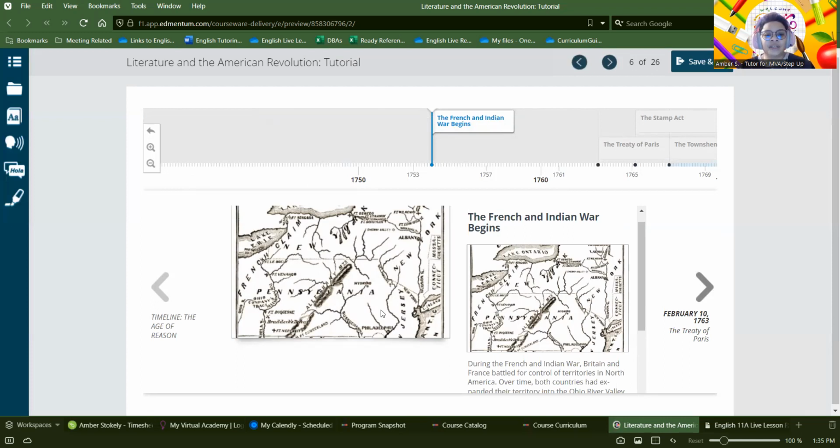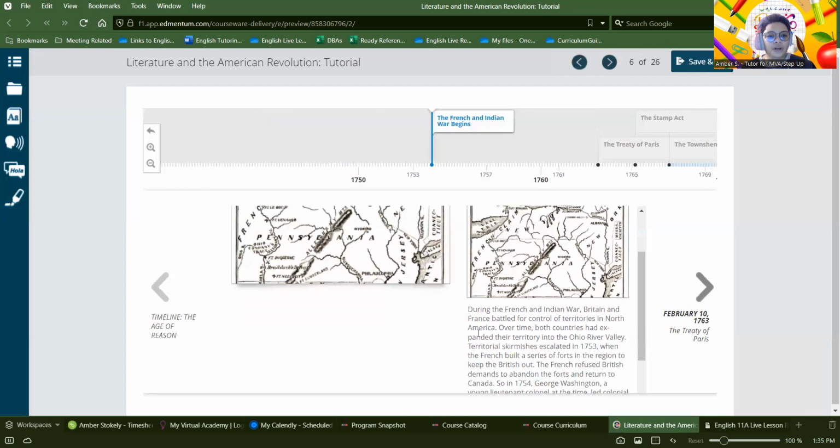This war was basically named by the British, so they named the war after who they were fighting. There were territories in North America, land pretty much, that France was trying to hold on to, pretty much.